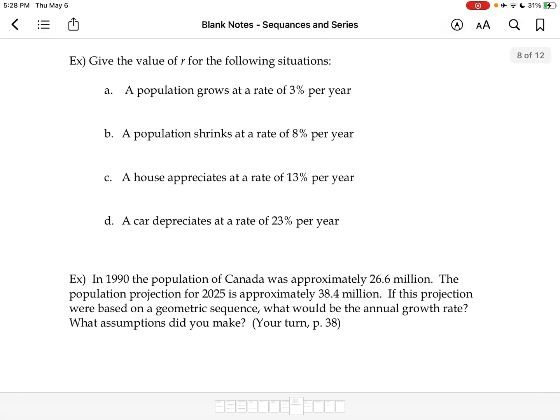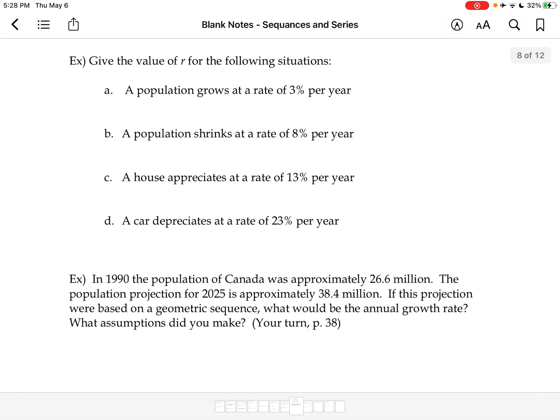Okay, so the next thing we're going to talk about is going to lead into something that you're going to look at next year. We're going to start to actually look at exponential functions. And that is, we're going to look at what would the R value be in these types of situations. And each of these types of situations has to deal with exponential growth.